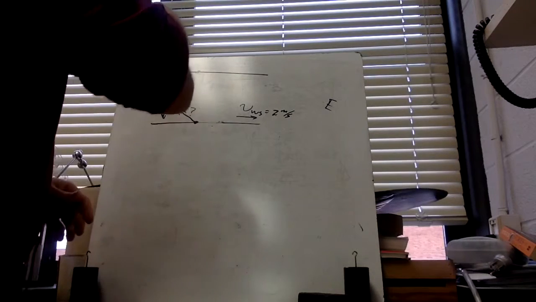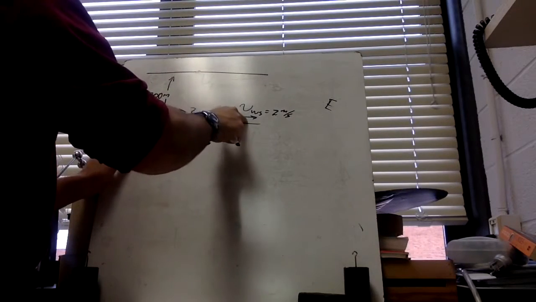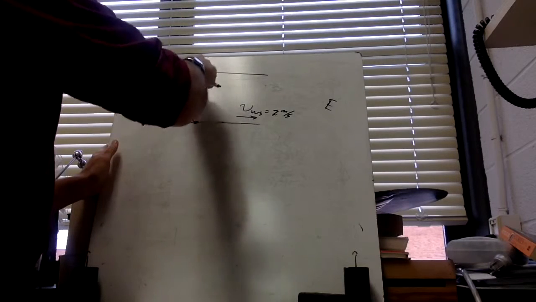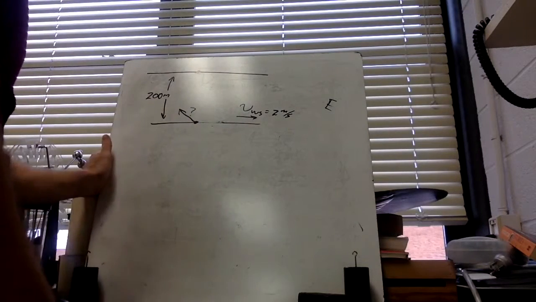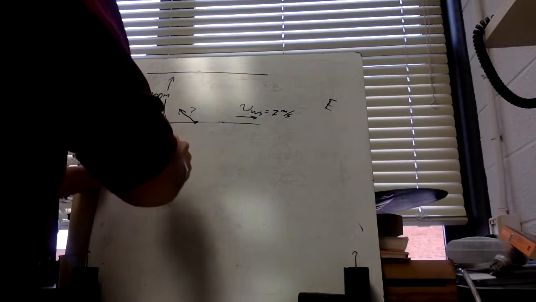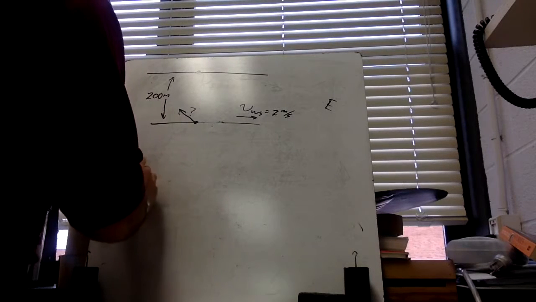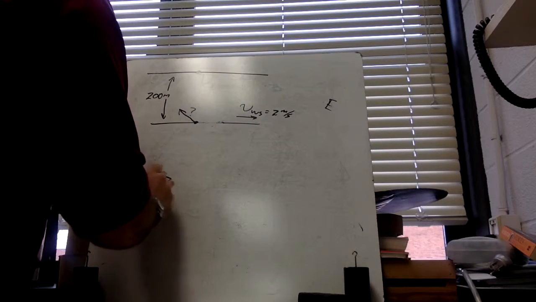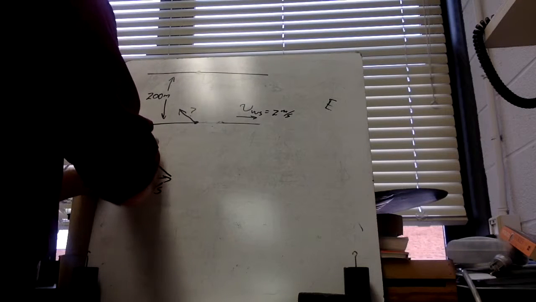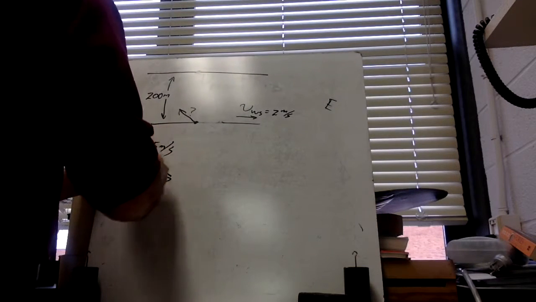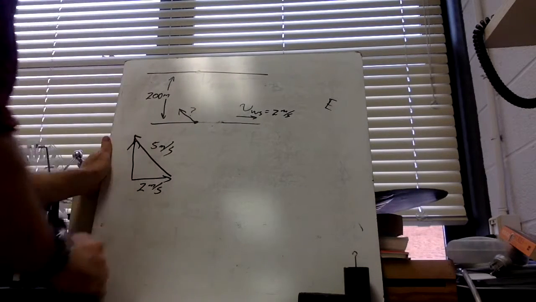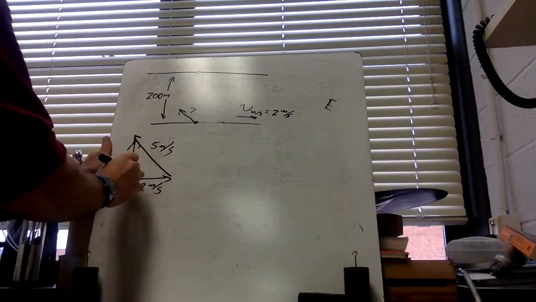All right, so here's what I want. I want to add this vector and this vector so that I end up with something that's just in the northward direction. And so I want to add the 2 meters per second plus the 5 meters per second so that I end up with a vector that's pointing just straight north. Notice this makes a right triangle.